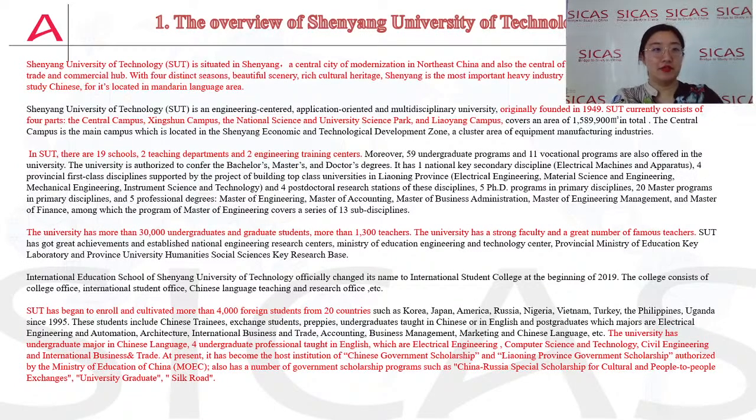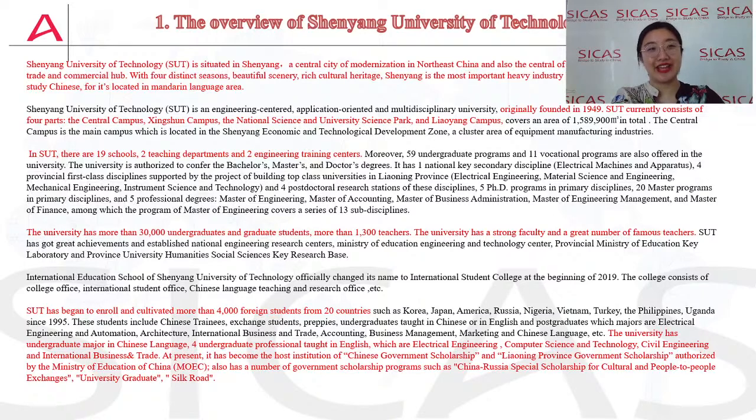So, first of all, where is Shenyang University of Technology located? It's situated in Shenyang. It is a modernized northeastern city in China, and it is the central hub of economy, culture, communication, trade, and commerce, with 4 distinct seasons, beautiful scenery, and rich cultural heritage. Shenyang is the most important heavy industry base in China, so good news for you guys who are interested in heavy industry, and also an ideal place to study Chinese.